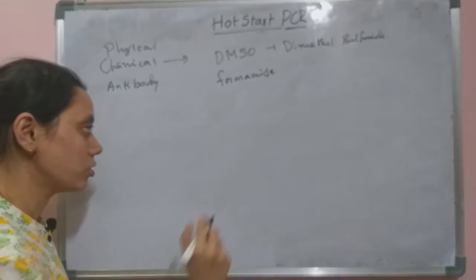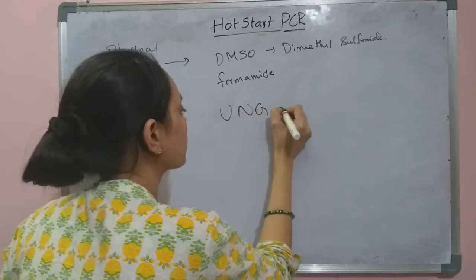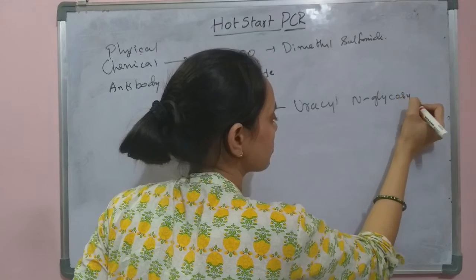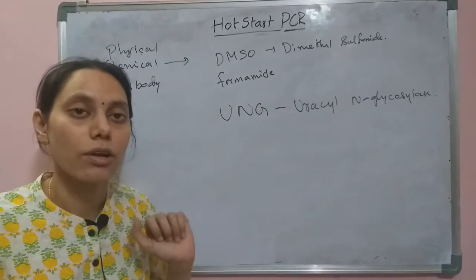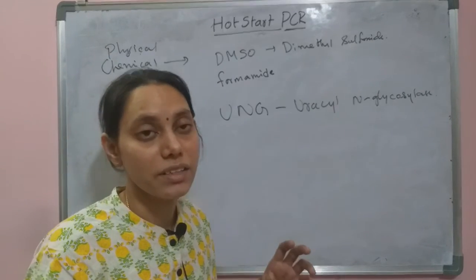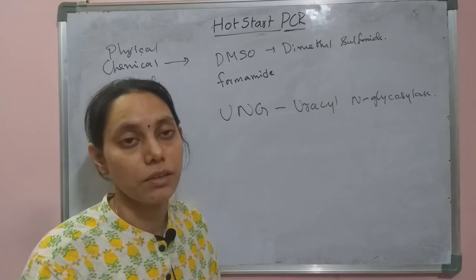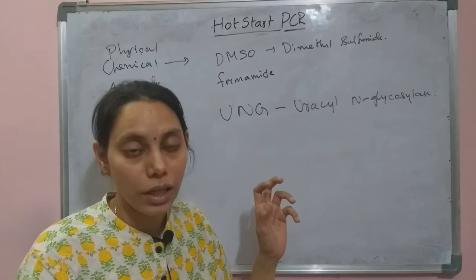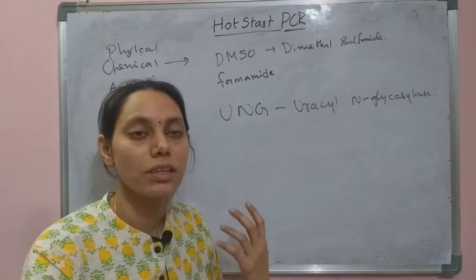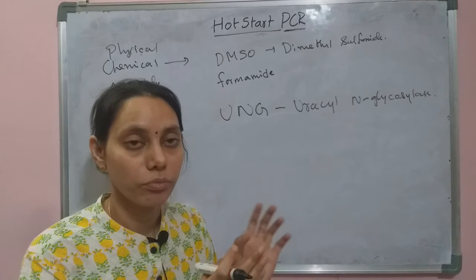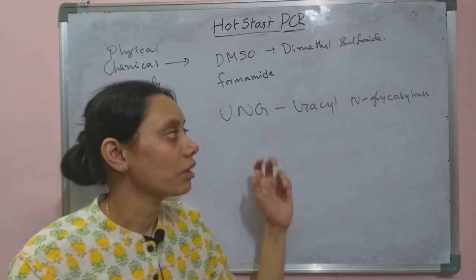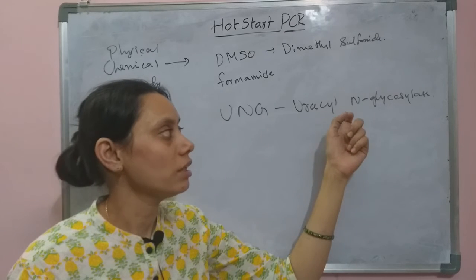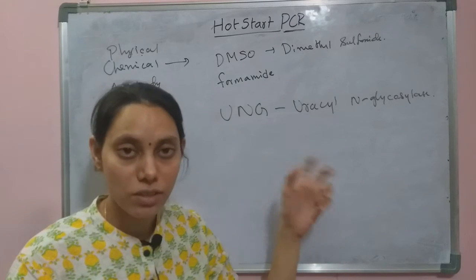The other enzyme generally used is UNG, uracil and glycosylase. So basically this uracil and glycosylase is the enzyme which degrades the uracil containing product of the PCR. That means if there is any presence of uracil nucleotide in the DNA due to the previous PCR experiment, maybe because of the template, that kind of PCR product or the DNA molecule will be degraded by the UNG or uracil glycosylase. This degrades the DNA which contains uracil base in it.